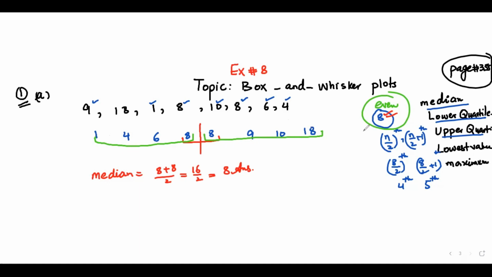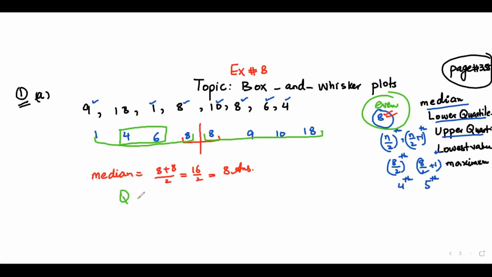Now I want to find Q1. Q1 is the central value of the lower half. Again, if I count the values, there are 1, 2, 3, 4 values. There is no central value. So I will add these 2 values and divide by 2 for the lower quartile.